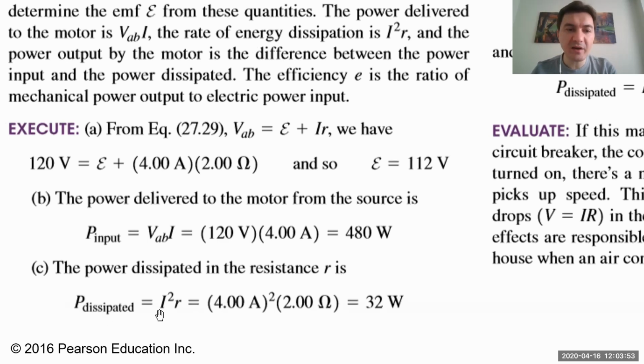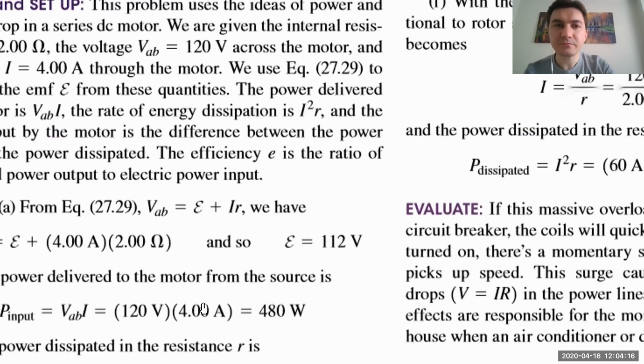The power dissipated is given by I squared times R. We have done all these things in the previous chapters, so I will not go into detail. This is the current. Take the square of the current, put the resistance here, and we have 32 watt. Okay, so this is the input power, and this is the power dissipated.